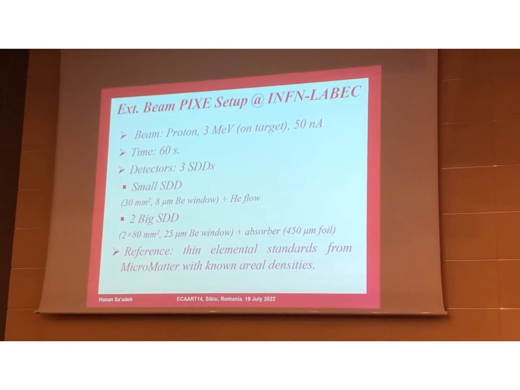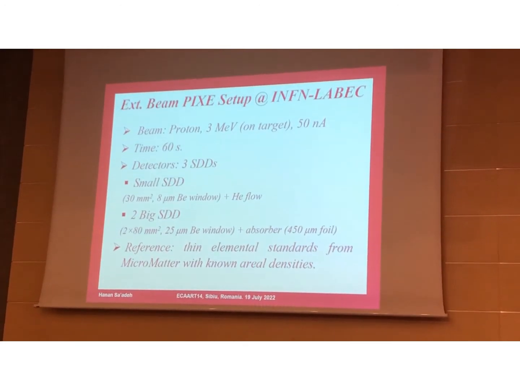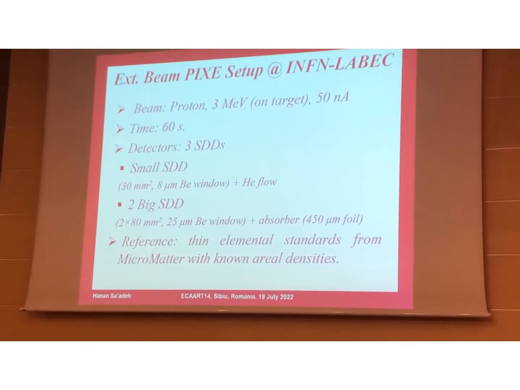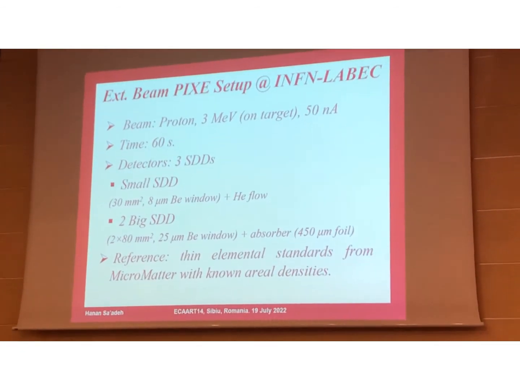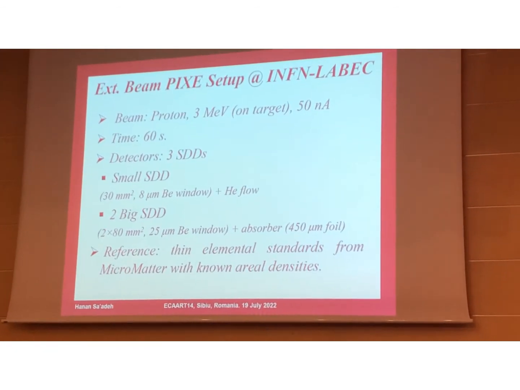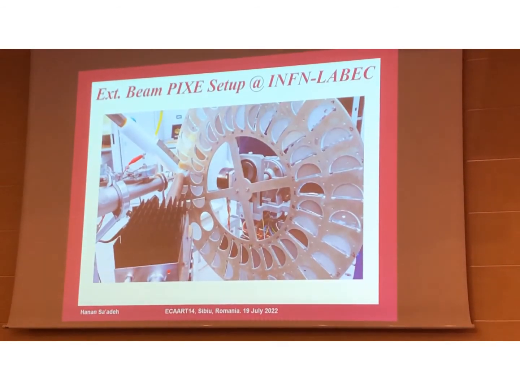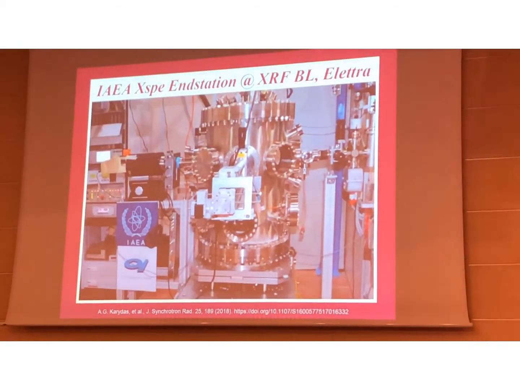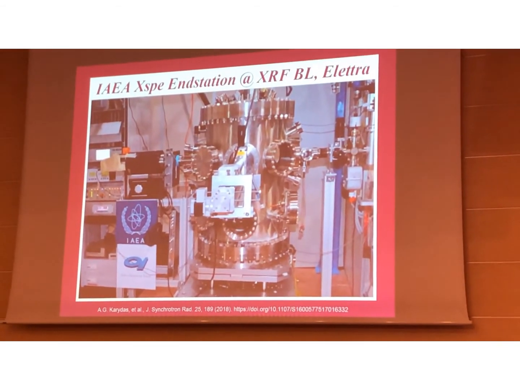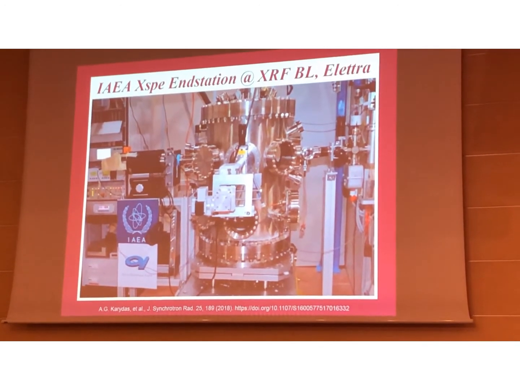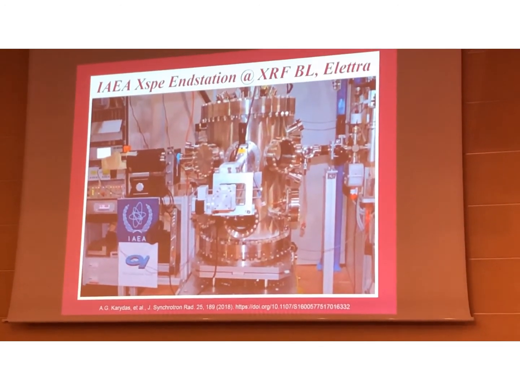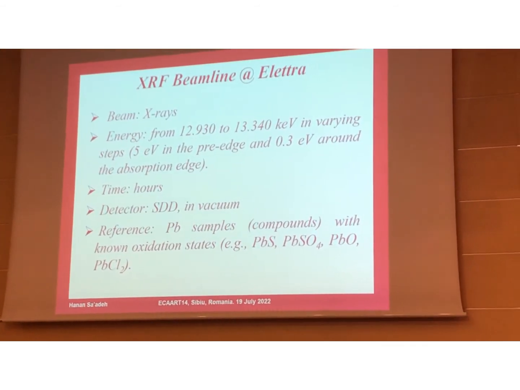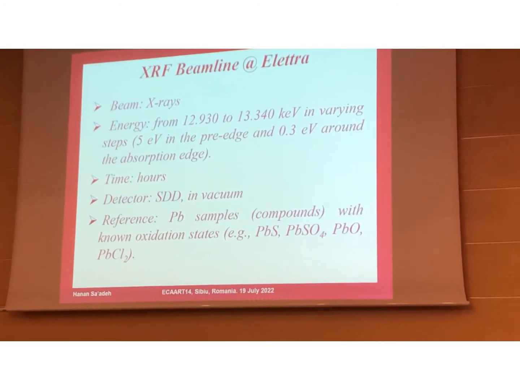They have a state-of-the-art detection system: 3 silicon drift detectors, small detectors with a small active area for detecting low-energy X-rays, and twin detectors, 2 detectors with a bigger area for detecting the high-energy X-rays, and this is an actual view. About XANES, it was done at Elettra, at the XRF beamline, and the chamber there, they still call it the IAEA chamber because it was built by a fund from the IAEA, and here are the main experimental parameters to perform the XANES measurement.